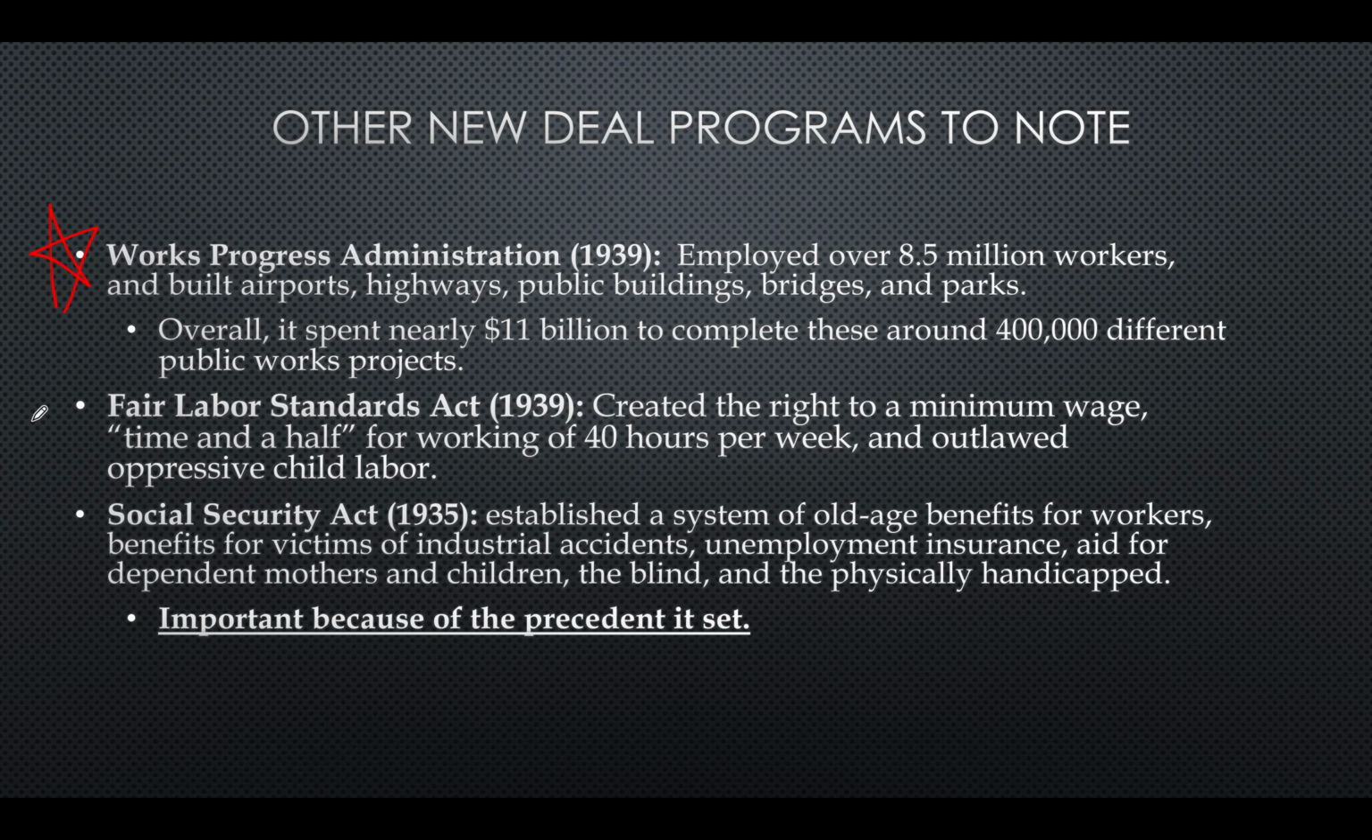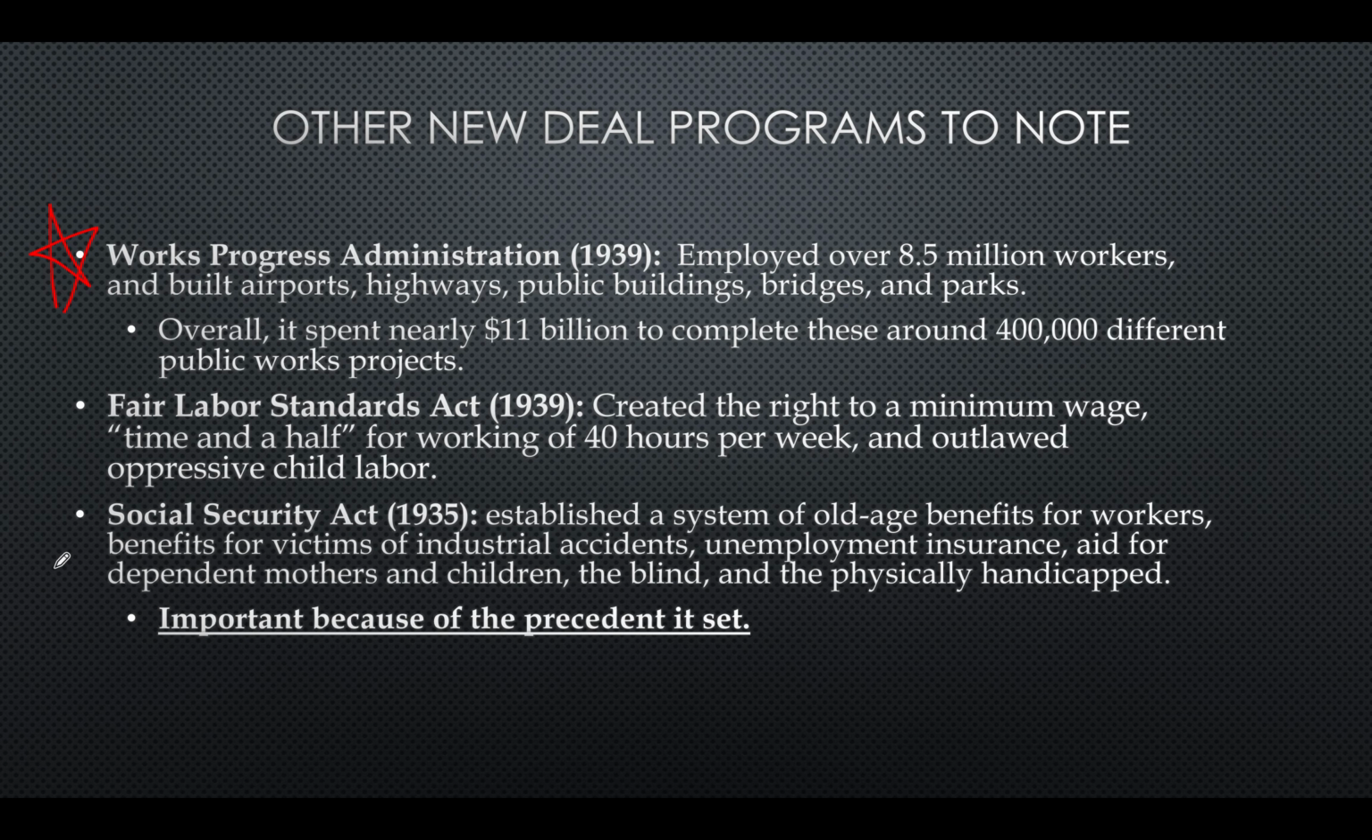We also have the Fair Labor Standards Act, created the right to a minimum wage, time and a half, and outlawed oppressive child labor. And then we have Social Security. So Social Security is still around today. And what this did, it established a system of old age benefits for workers, benefits for victims of industrial accidents, unemployment insurance, aid for dependent mothers and children. So it's like welfare, the blind, and the physically handicapped.